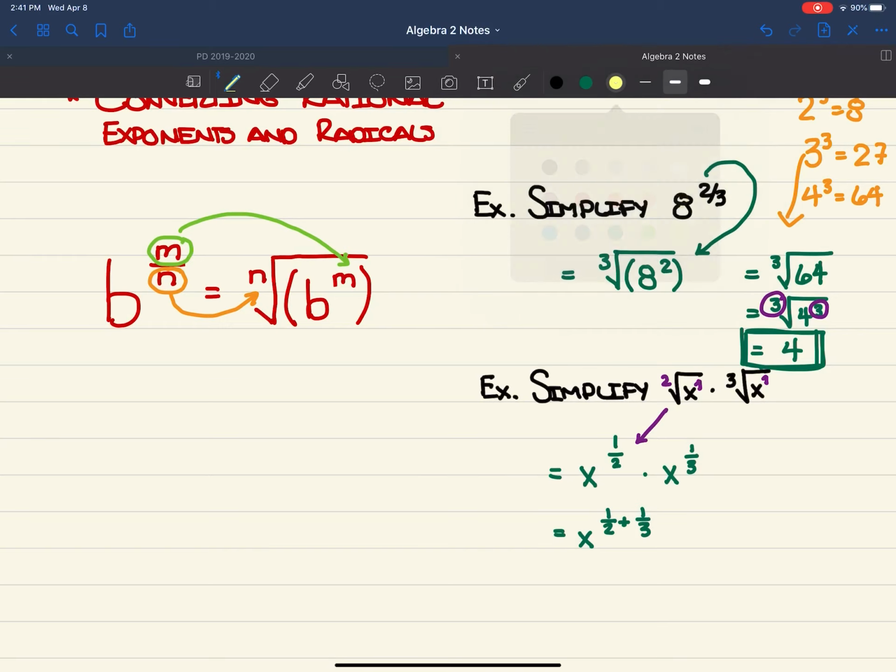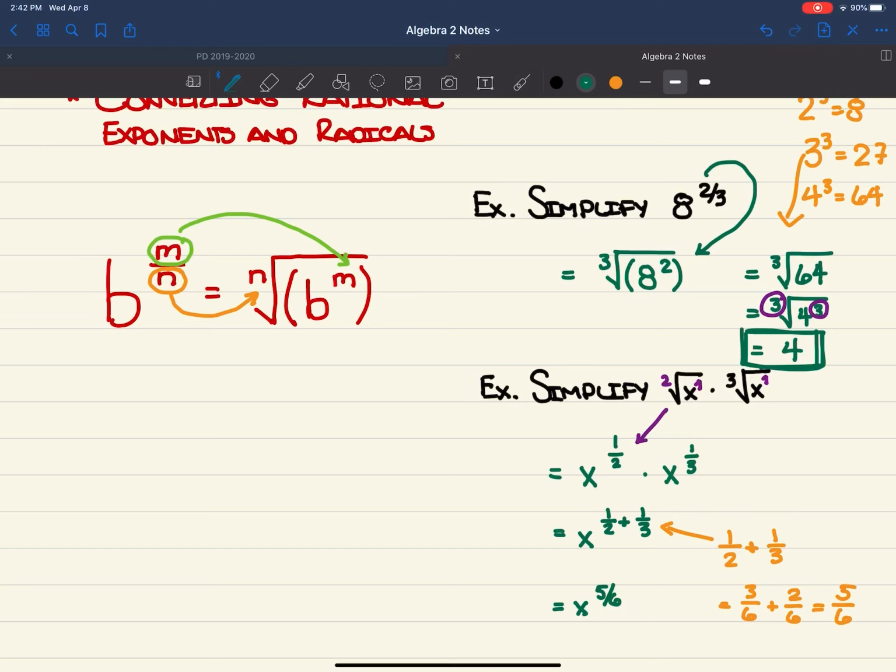simplify that. So we need to figure out what 1/2 plus 1/3 is, and we can get common denominators. If my two denominators are 2 and 3, hopefully most of us would come up with the fact that our common denominator here is 6. So if I multiply the first fraction on the top and the bottom by a 3, that's going to give me 3/6 plus, if I multiply the second fraction on the top and the bottom by a 2, that's going to give me 2/6. And then 3/6 plus 2/6 gives me 5/6. That tells me that my final answer here is x to the 5/6 power.